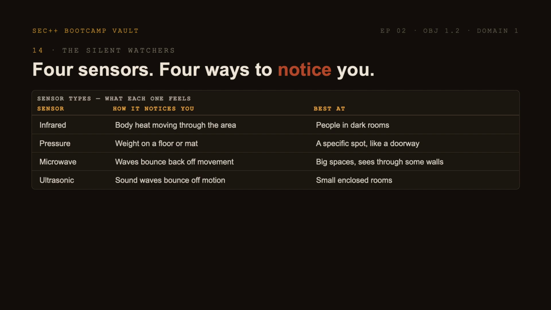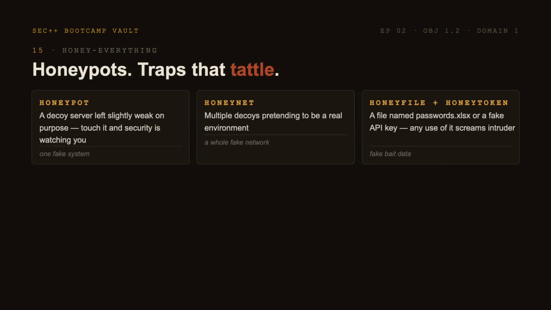4 sensor types, and the exam just wants you to match how each one notices you. Infrared feels body heat moving, great for people in dark rooms. Pressure feels weight, a mat at a doorway that knows someone stepped there. Microwave bounces waves off movement and covers big spaces. It can even see through some interior walls. Ultrasonic uses sound waves bouncing off motion, best in small closed rooms. Heat, weight, radio waves, sound. 4 sensors, 4 senses.